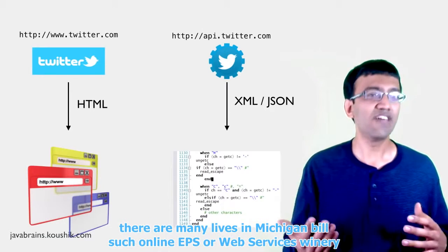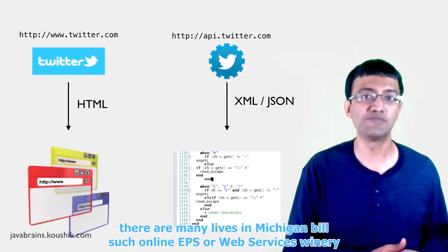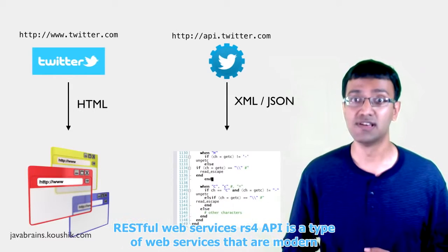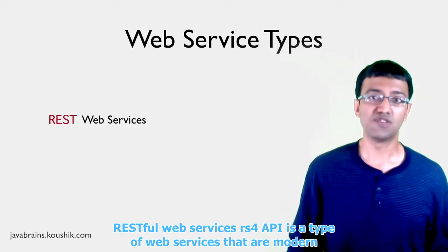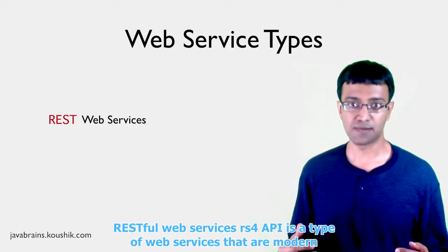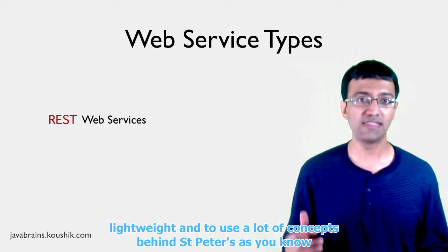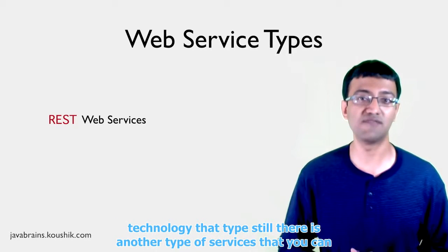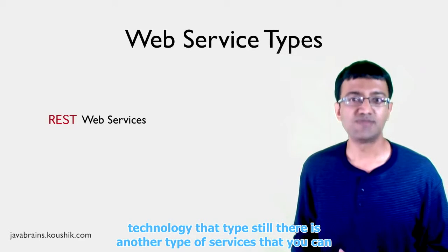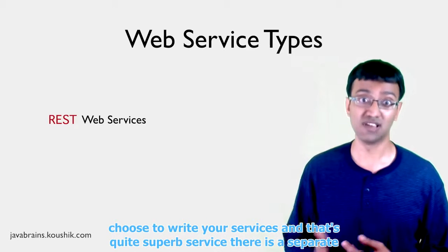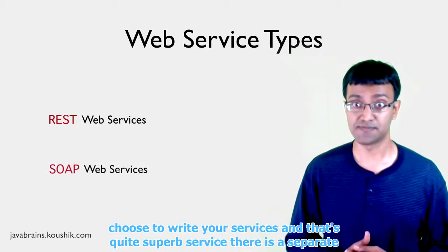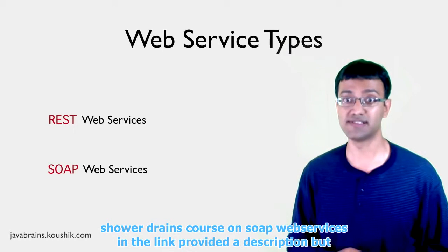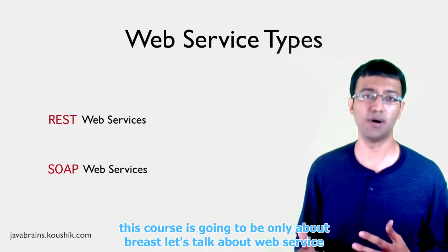Of course, there are many ways in which you can build such online APIs or web services. One way to build them is using RESTful APIs, which is what we're going to be learning in this course. RESTful web services or RESTful APIs are a type of web services that are modern, they are lightweight, and they use a lot of concepts behind HTTP, which is, as you know, the technology that drives the web. There is another type of web services that you can choose to write your services in, and that's called SOAP web services. There is a separate Java Brains course on SOAP web services in the link provided in the description, but this course is going to be only about REST.